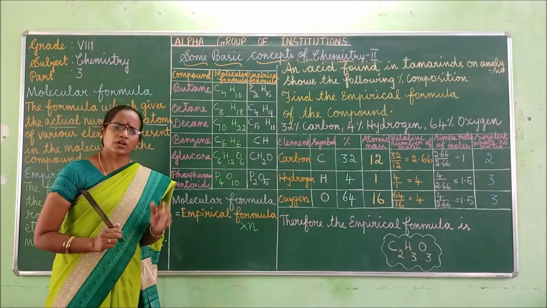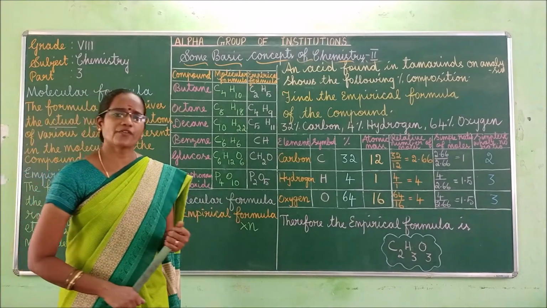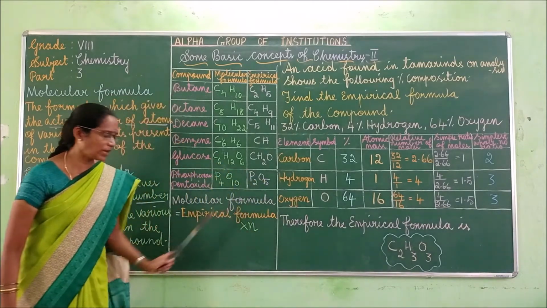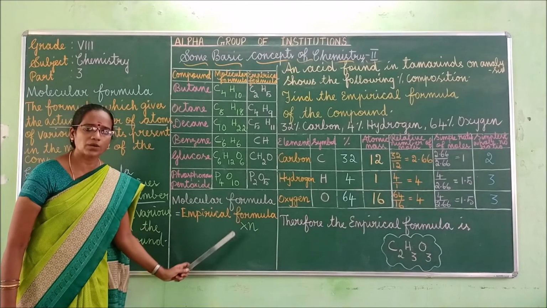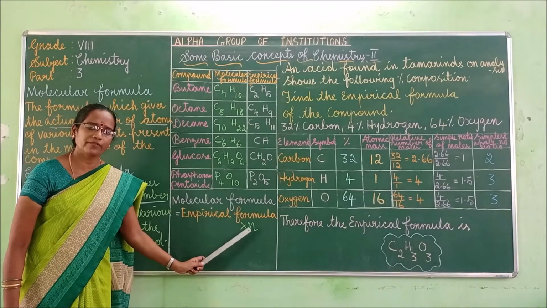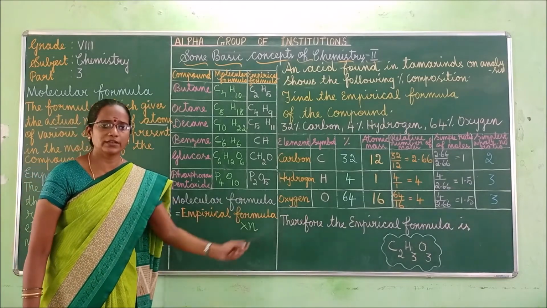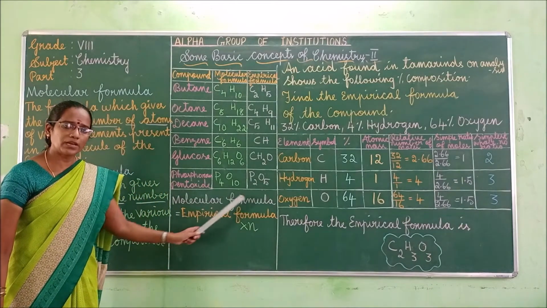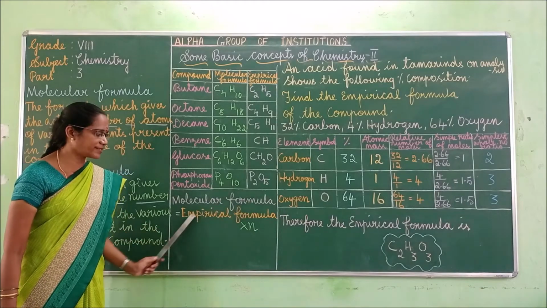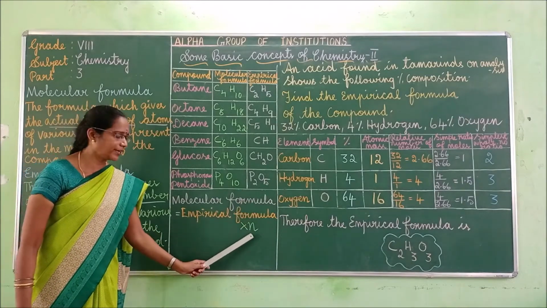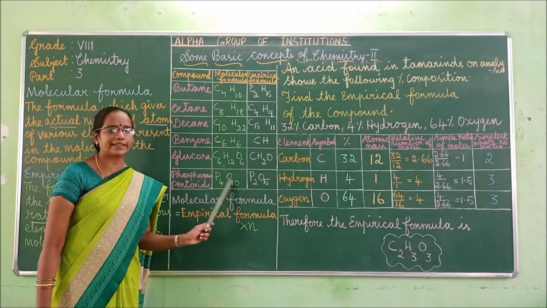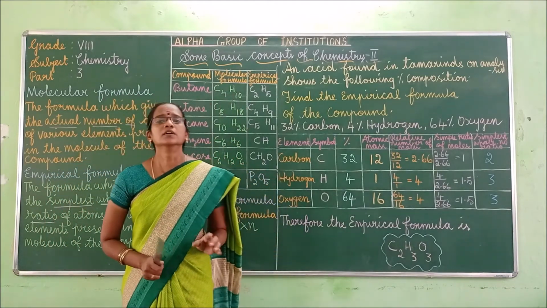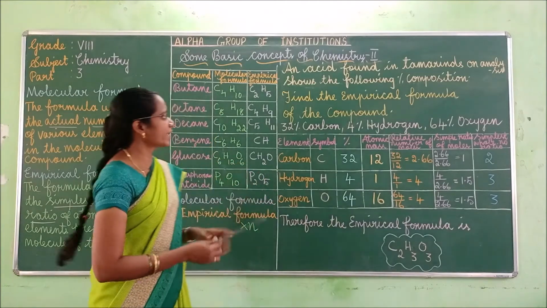Next, to calculate the molecular formula, we have to use one formula: molecular formula is equal to empirical formula into n. Here n is equal to 1, 2, 3, like that you will be getting values, right? So how to calculate the molecular formula? Molecular formula is equal to empirical formula into n. By applying this, you will get the molecular formula. Molecular formula is always a whole number multiple, right?